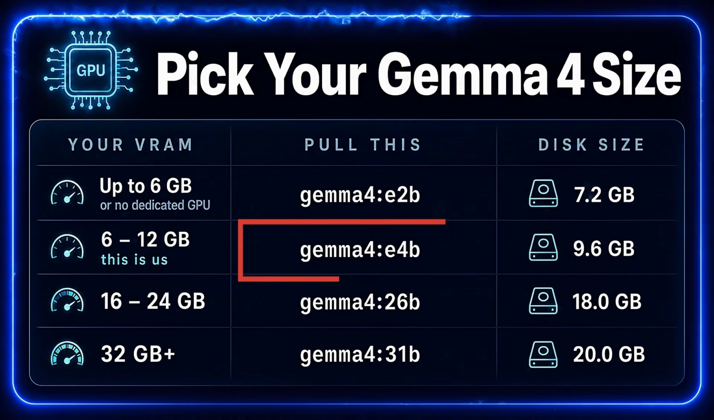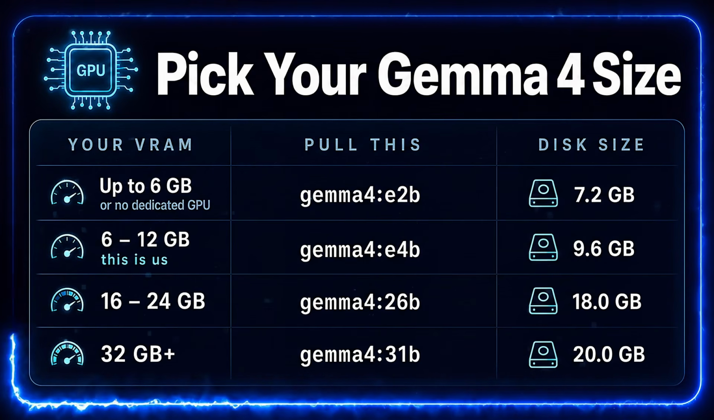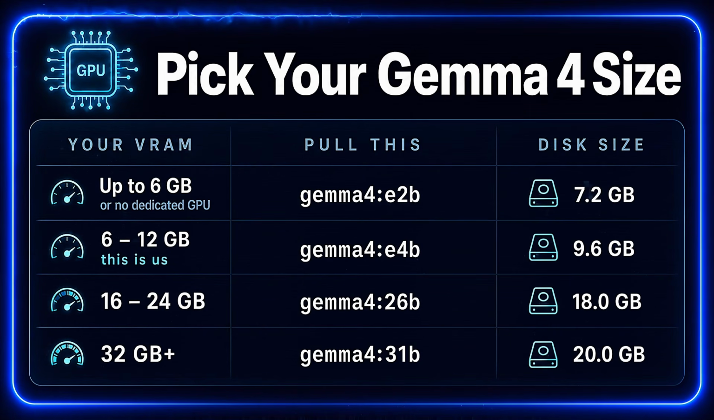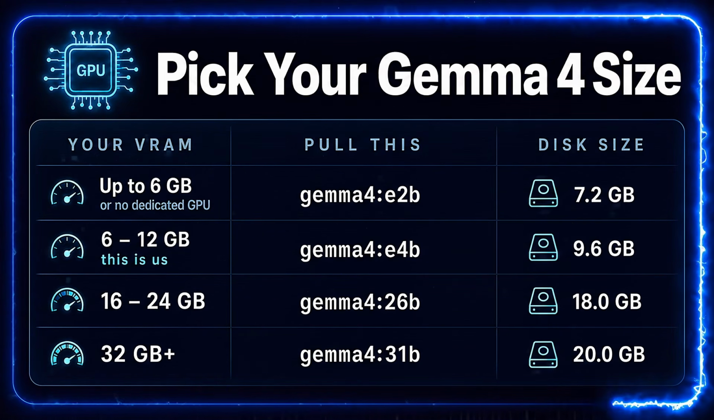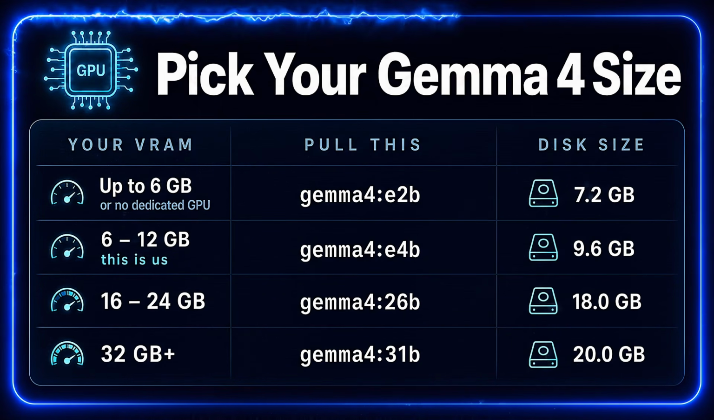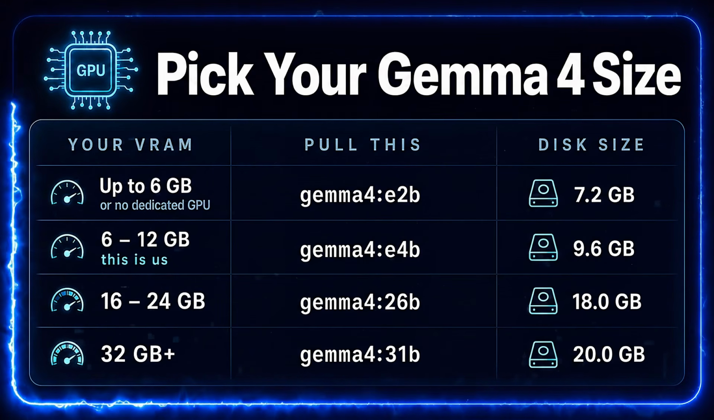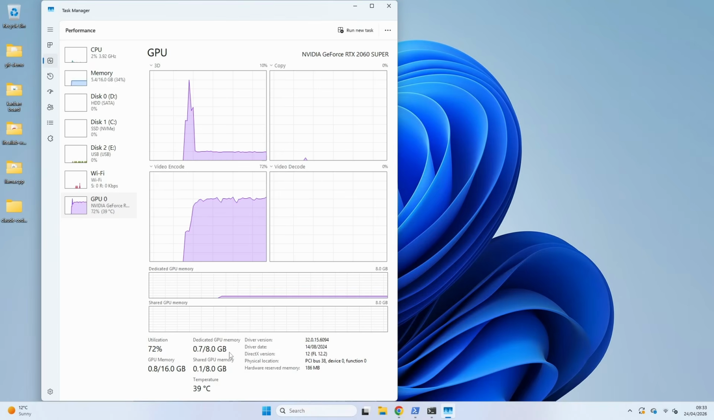Find your VRAM row, note the tag. We're on 8 gigs, that's E4B. That E stands for effective. E2B and E4B are memory-efficient builds that run lean on consumer GPUs. It fits an 8 gig card, carries a 128K context window, and handles tool calls reliably. For most Windows laptops and desktops, including mid-range gaming rigs like mine, that's our sweet spot.